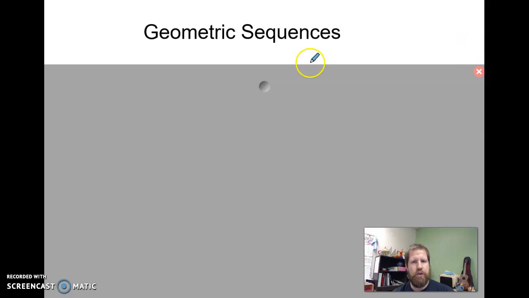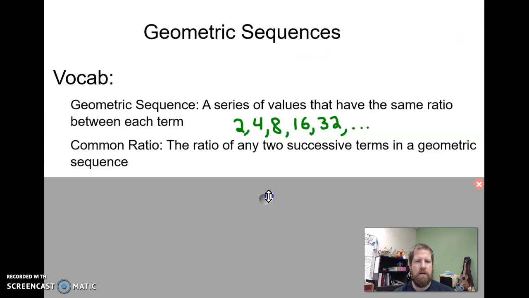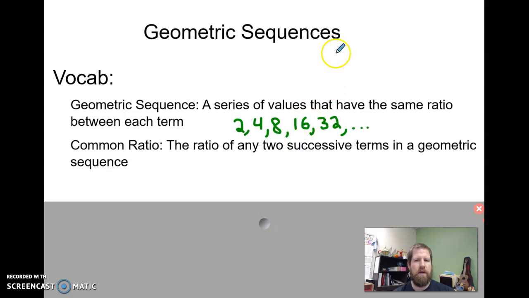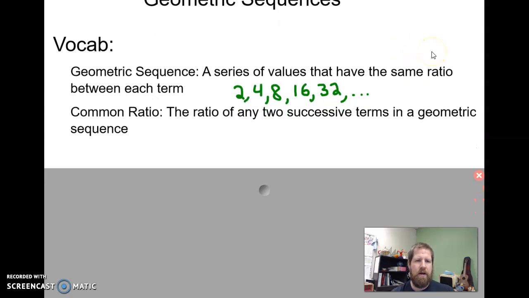All right, so geometric sequences. These are pretty similar to the arithmetic sequences that we've done in the past. With arithmetic sequences, remember those were either adding or subtracting a common term. And now with geometric sequences, we have basically the same thing, but now they are multiplying or dividing by a common term. Okay? And that common term is called the common ratio.